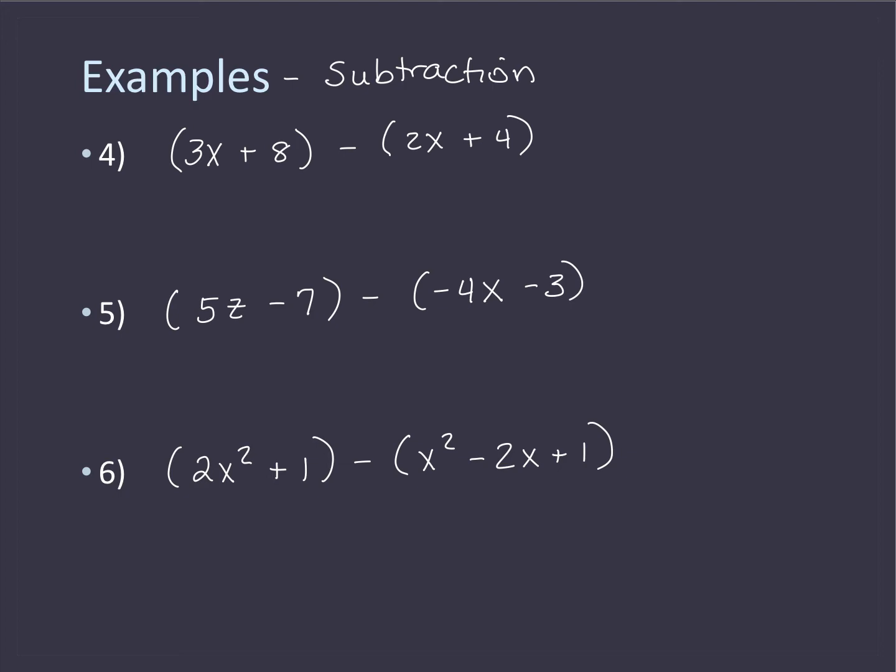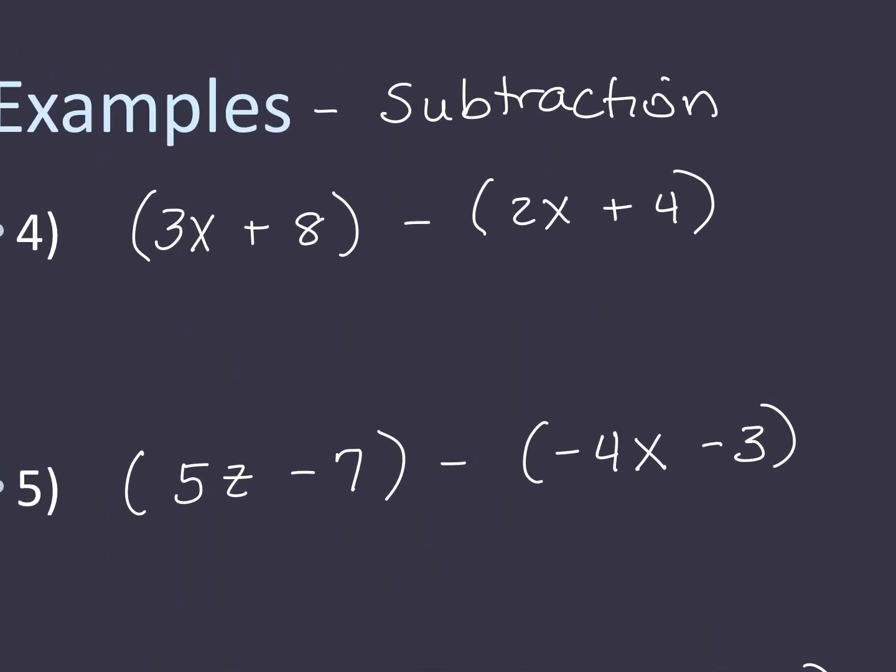All right, so next we have subtraction. Now subtraction's a little bit different. Because I have this minus sign, it has to get distributed to everything in the parentheses behind it. So this is now minus 2x and minus 4. So 3x plus 8. The first part stays the same, but that minus has to get distributed to both things behind it.